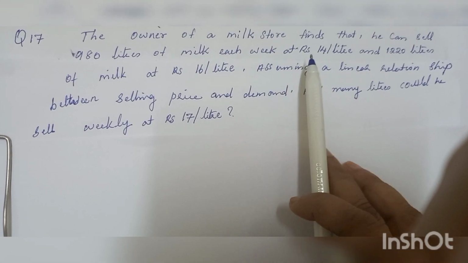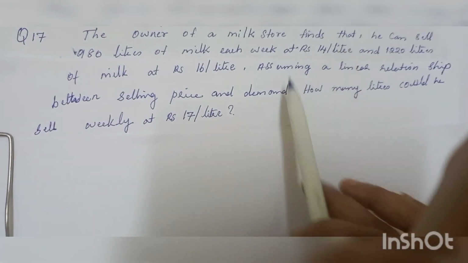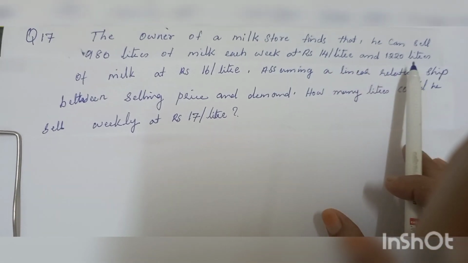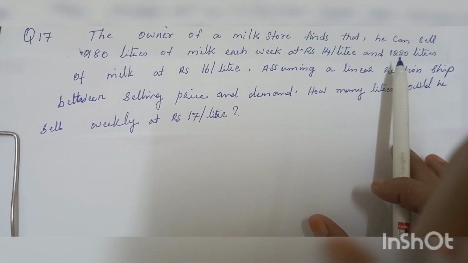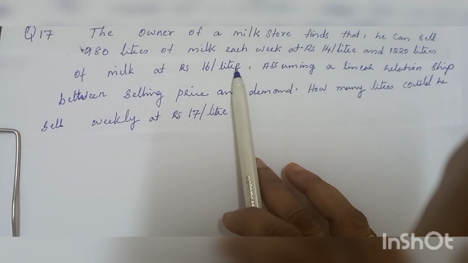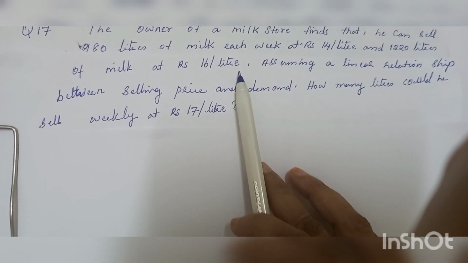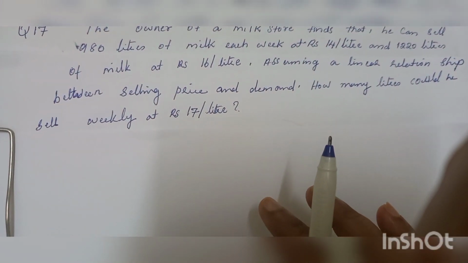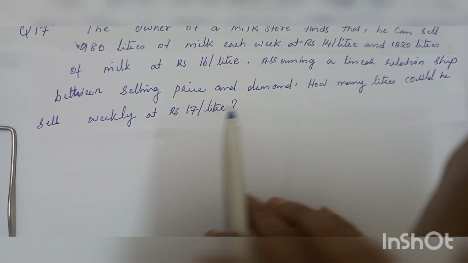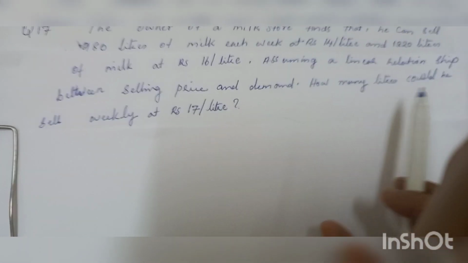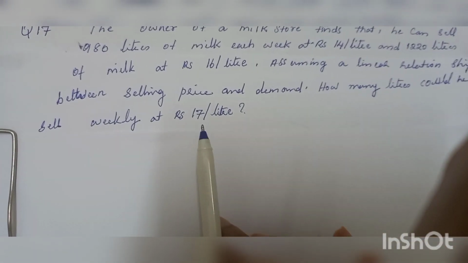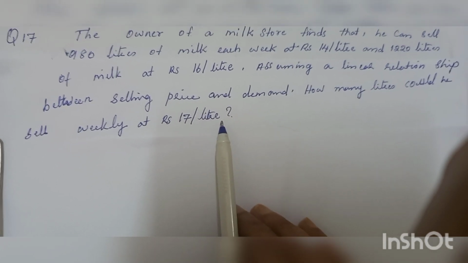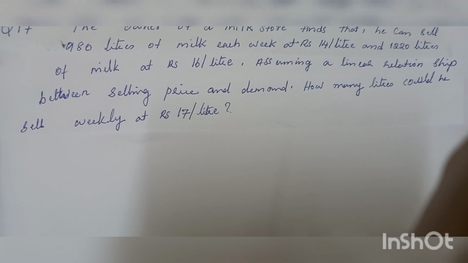So he sells 980 liters of milk every week at rupees 14 per liter, and 1220 liters of milk at rupees 16 per liter. So we have to assume a linear relationship between selling price and demand. How many liters could he sell weekly at rupees 17 per liter? We have to find it. Is the question clear?